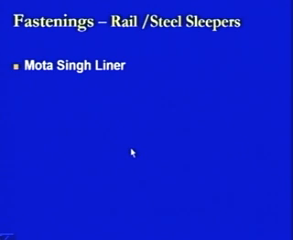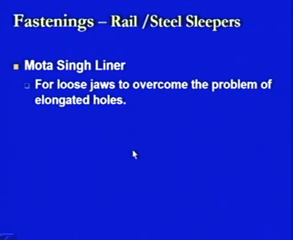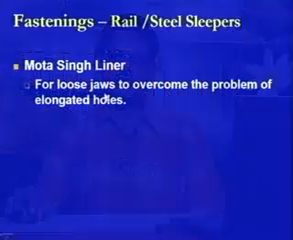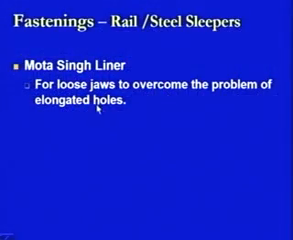fasten or keep the connectivity of rail along with the steel sleepers in position, and this is known as Motasingh liner. Motasingh has been an employee of Indian Railways, and on the basis of his experience he devised one liner, and with his name it is being termed as Motasingh liner. This is used for loose jaws so as to overcome the problem of elongated holes.